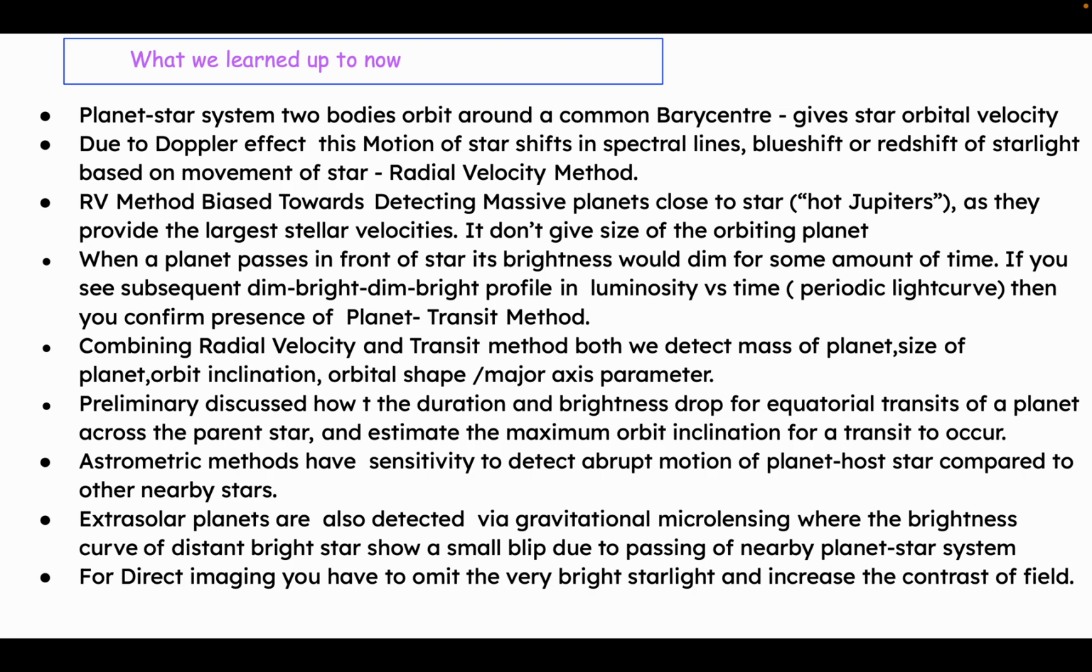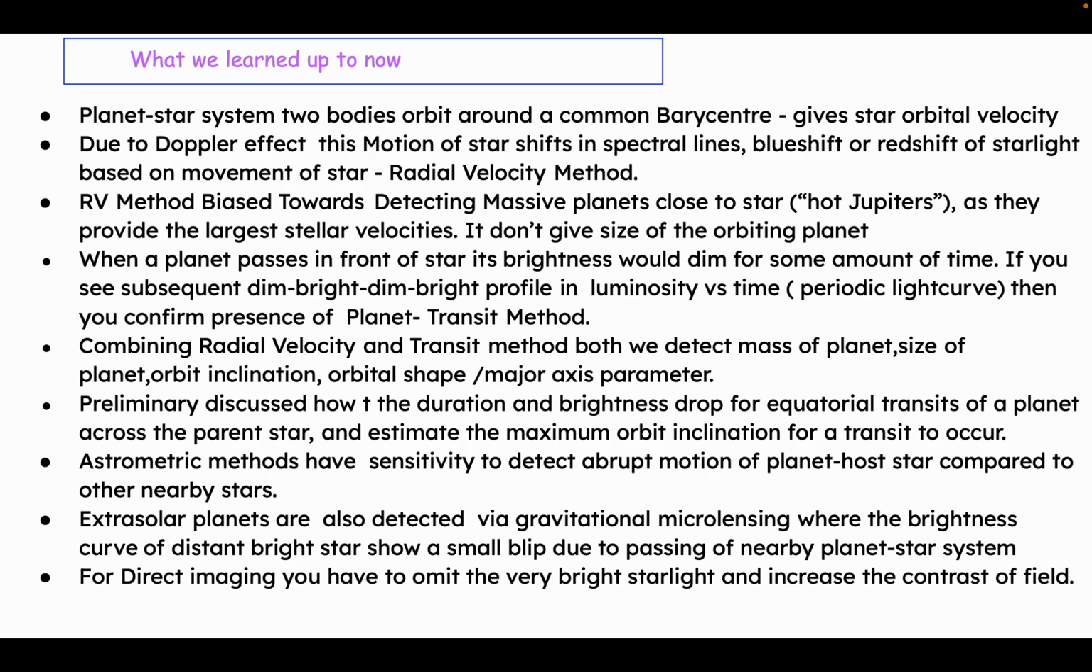The next method we learned in this course is the transit method. When the planet passes in front of its host star, the host star's brightness will dim for some amount of time, which is the transit time. If you can see the subsequent dim and bright profile in the luminosity versus time plot, known as the periodic light curve, then you can confirm that there is a planet present with the star. This is the transit method.